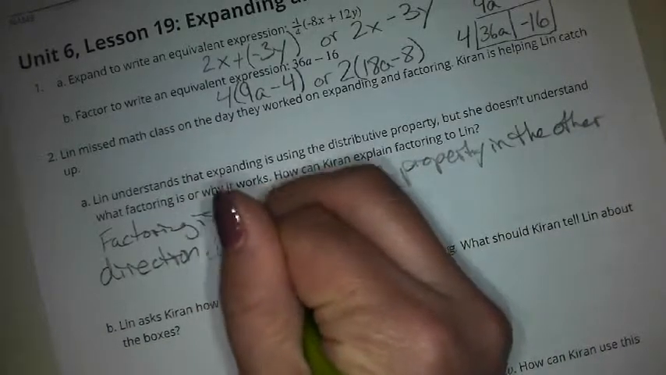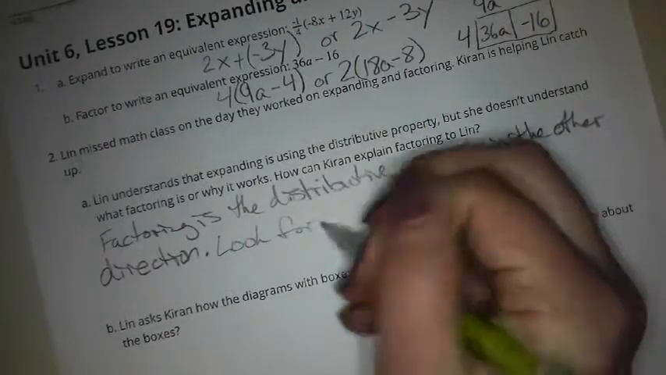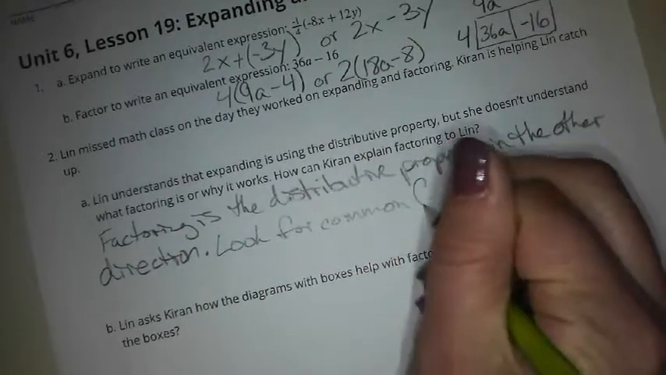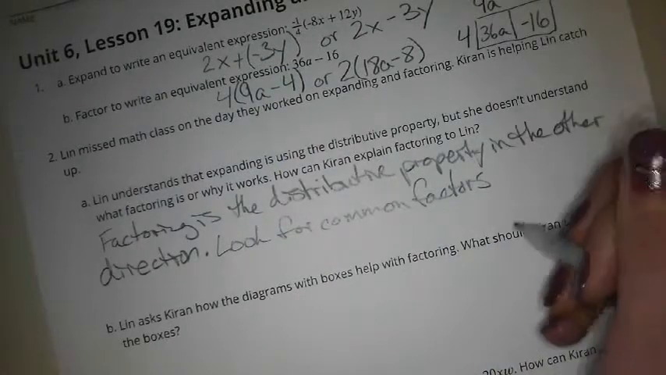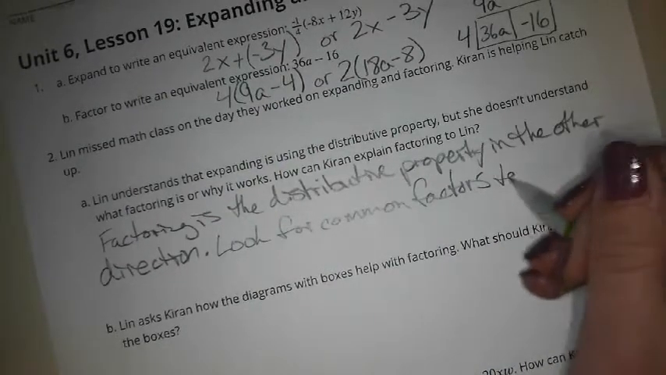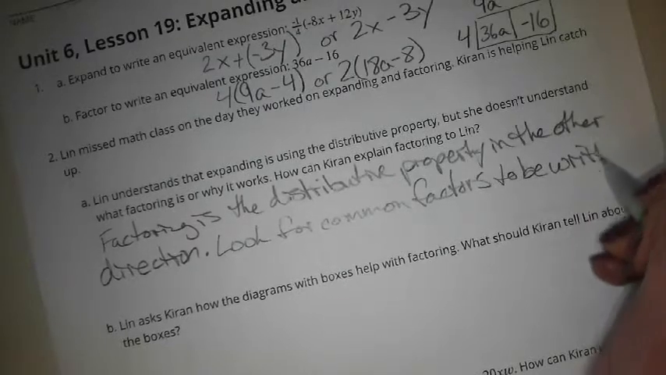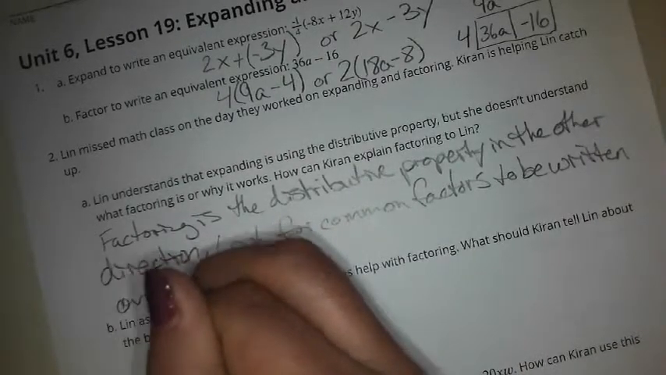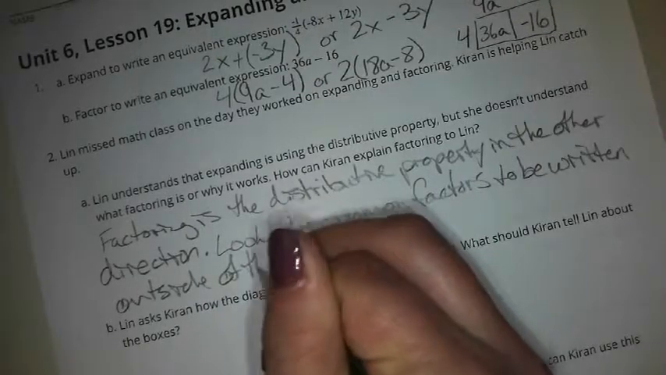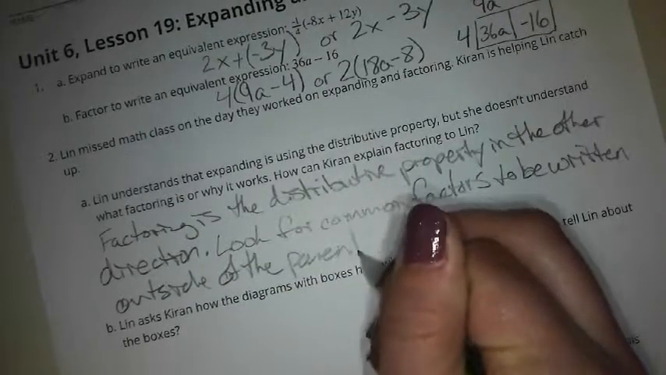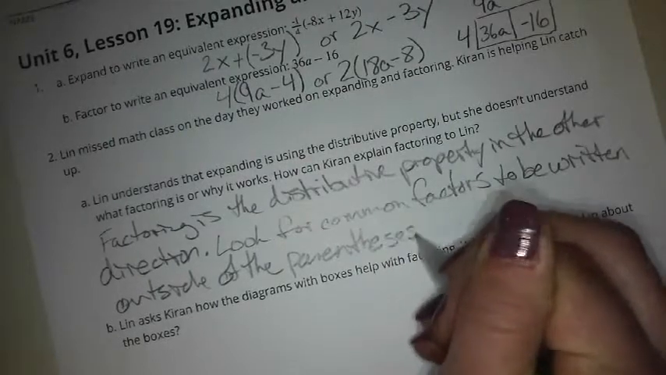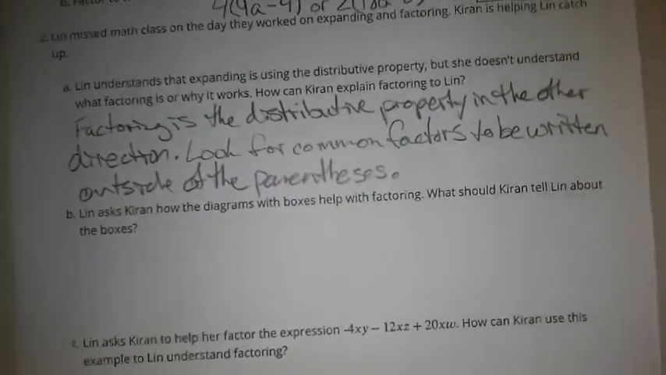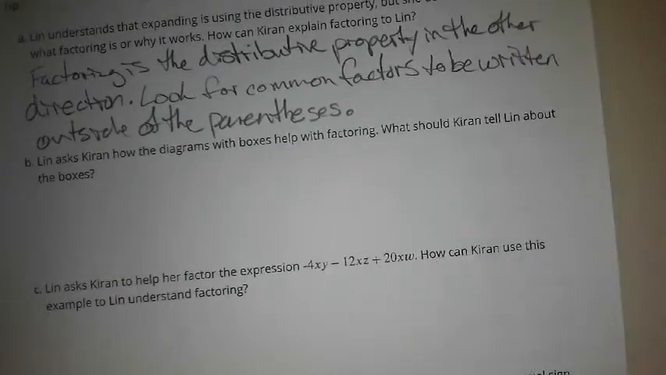So we could say, look for common factors. To be written outside of the parentheses. And that's what we did up here. So Lynn asked Karen how the diagrams of boxes help with factoring. What should Karen tell Lynn about the boxes?